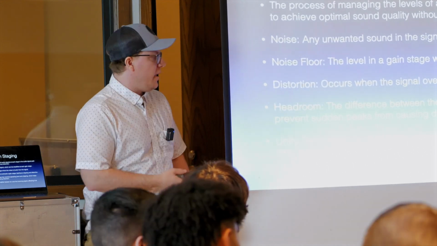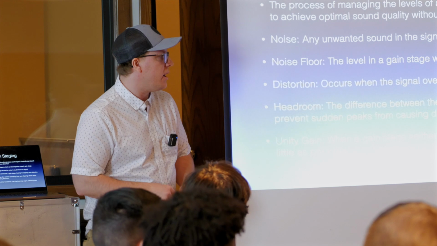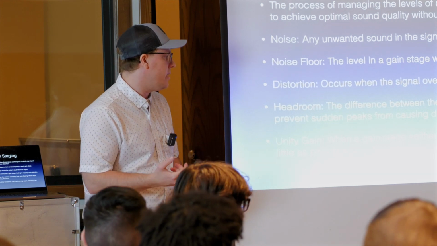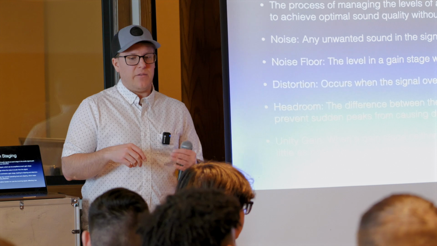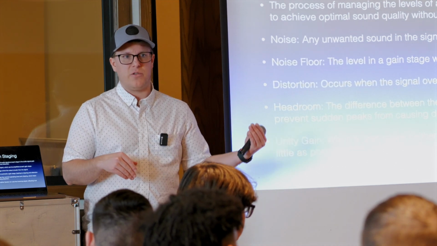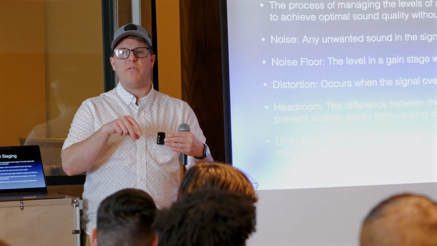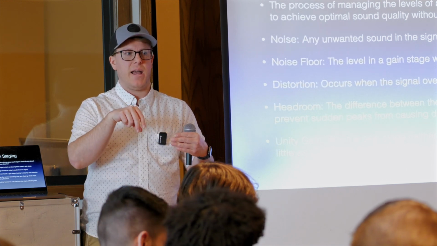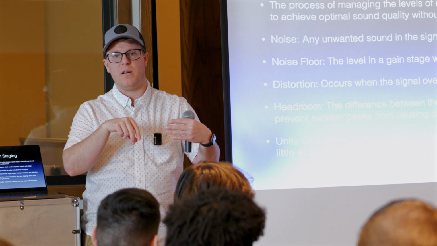So that if he does hit louder, it's not going to distort. And then unity gain is when a gain stage neither boosts nor cuts the incoming signal, affecting it as little as possible. If you're sending all of your drum inputs to a DCA, you want to find where the unity gain of that is going to be without pushing all the signal over the top.